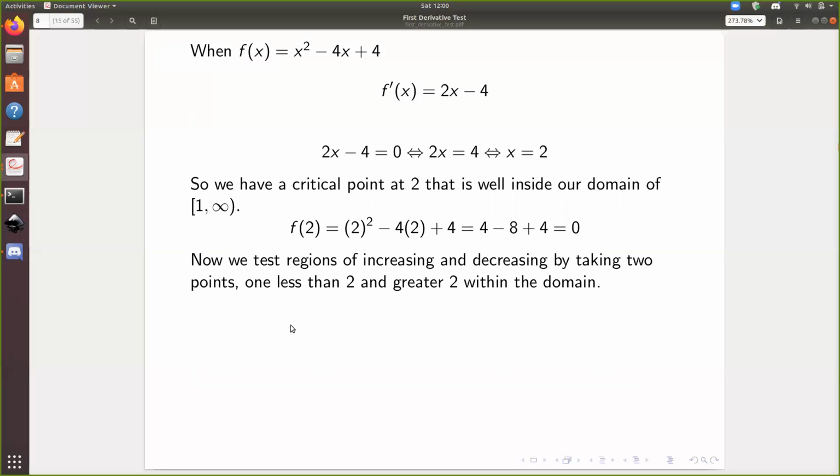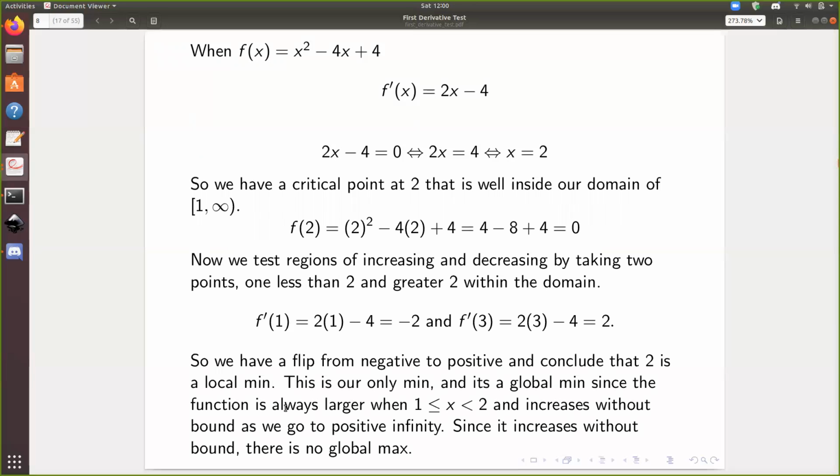Let's test our regions of increasing and decreasing by taking 2 points, one that's a little bit to the left of 2 and the other that's a little bit to the right of it. And let's see what we get. We get that f prime of 1 is equal to negative 2, and f prime of 3 is equal to 2. So we get a flip from negative to positive, and we can conclude that 2 is a local minimum, and it's our only minimum.